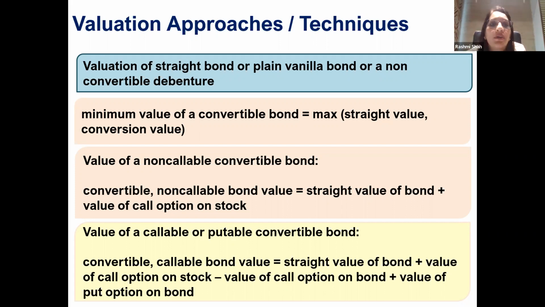How would you value an NCD? It's a straight bond. There are no conversion features, no fancy terms attached to it. So how will you value it? There's a bond with this much coupon maturing in 5 years. How will you value it? We have interest, and we have principal, which will be redeemed at the end of the term of 5 years. DCF, that's right.